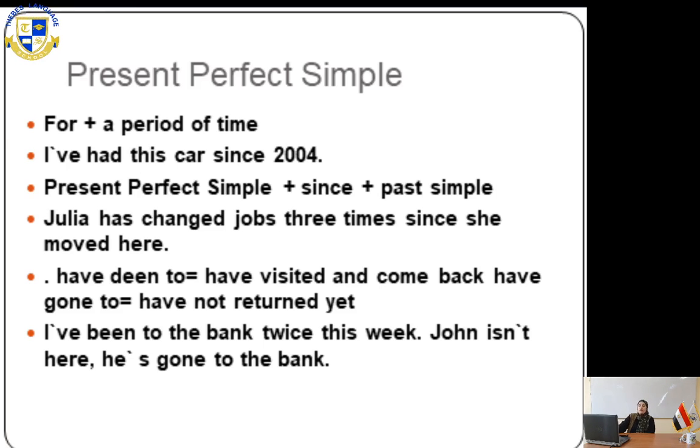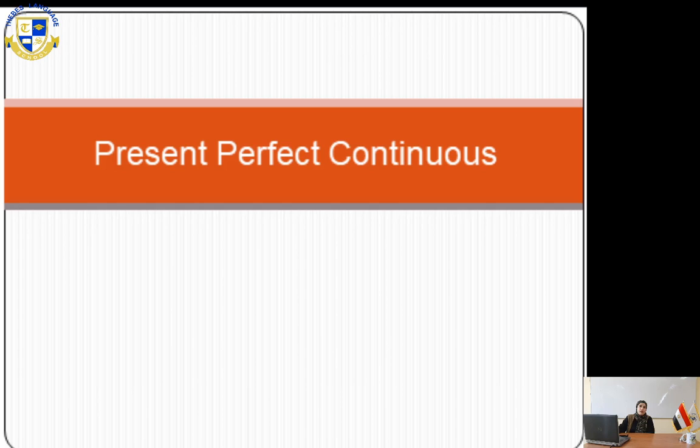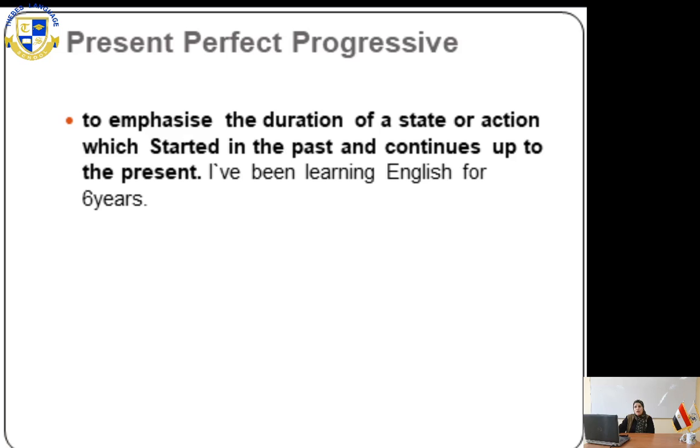So we put has gone or have gone to mean that someone is not here and he went somewhere else. Now we are going to move to the last tense, the present perfect continuous. Present perfect continuous is used to emphasize the duration of a state or action which started in the past and continues up to present. What does it mean? If we are going to emphasize, to stress that we want to talk about the duration of the action, how long has it taken to do the action? Present perfect progressive is used to stress this point, the duration of a state or action which started in the past and continues up to present.